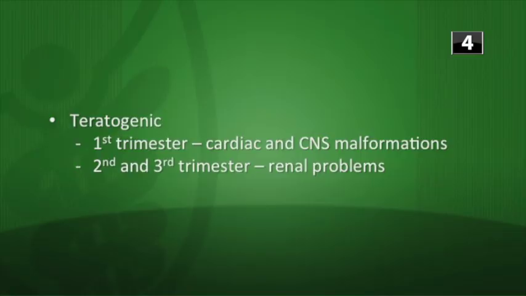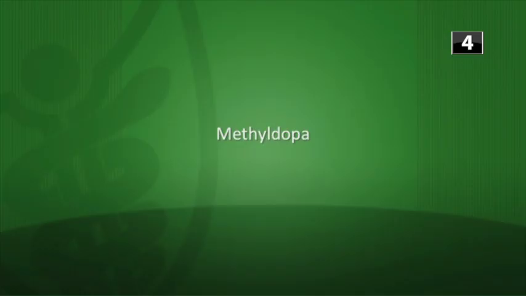Next, a 40-year-old woman treated with lisinopril for stage 1 hypertension becomes pregnant. Why are ACE inhibitors contraindicated in pregnancy? So ACE inhibitors like lisinopril and also angiotensin receptor blockers like losartan are teratogenic. So in the first trimester, they can cause cardiac and CNS malformations. And then in the second and third trimesters, they can cause renal problems in the fetus. So the next part of the question says, what centrally acting alpha-2 agonist is often used to treat hypertension in pregnancy? This is methyldopa.